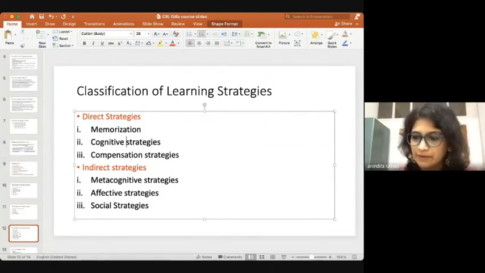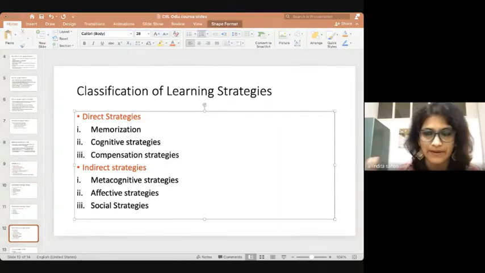You have to arrange and plan your learning. When I say you, I'm talking about primarily the learners.